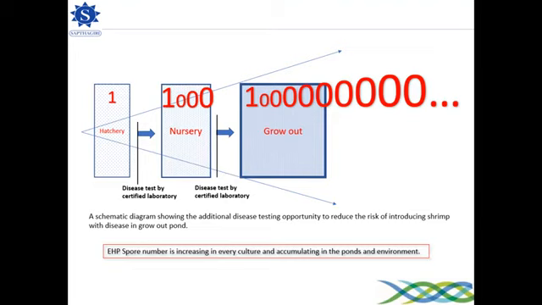So there are two entry points where we can stop the EHP. The first one is better diagnosis at the hatchery level while taking the PL. If the PL is passed, you can again do the nursery. There also there is a chance of getting EHP, so treatment and EHP testing in the nursery itself. Once it is passed, then you can go for the grow out. That's how we can save our crop as well as the culture.